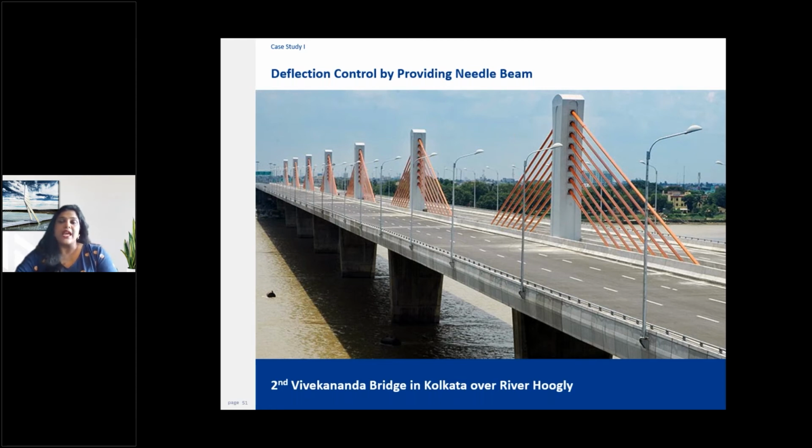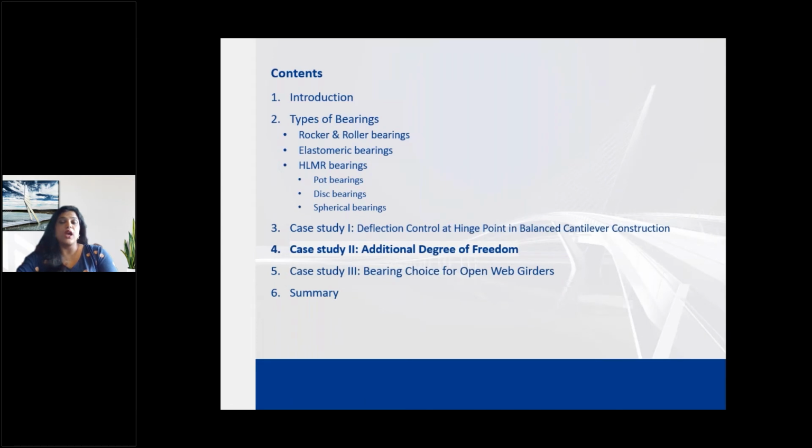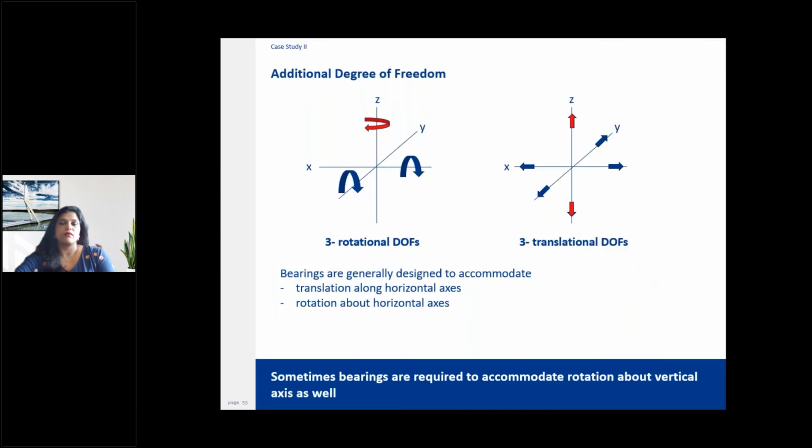Moving on to our next case study, which is about additional degrees of freedom. Now, we all know that there are 6 degrees of freedom, 3 translational and 3 rotational. Generally, bearings are designed to address about 4 of these. They take care of the rotations about the horizontal axis and the translation along the horizontal axis. But in some special cases, the bearings are required to take care of additional degrees of freedom.